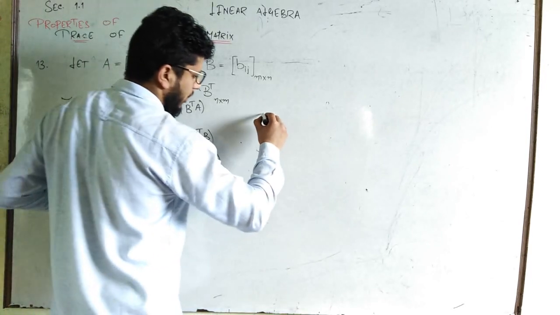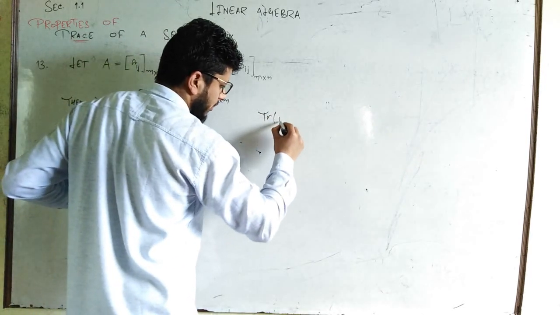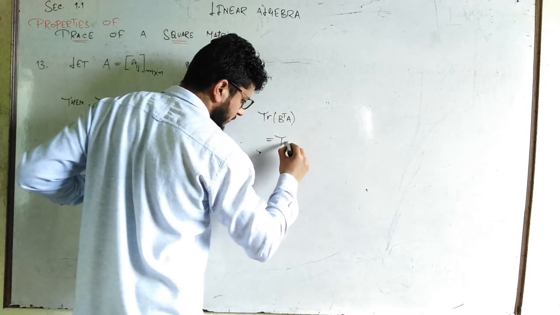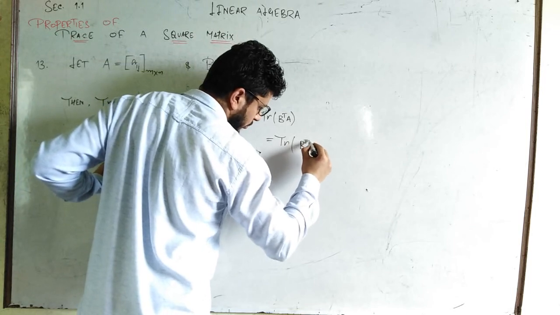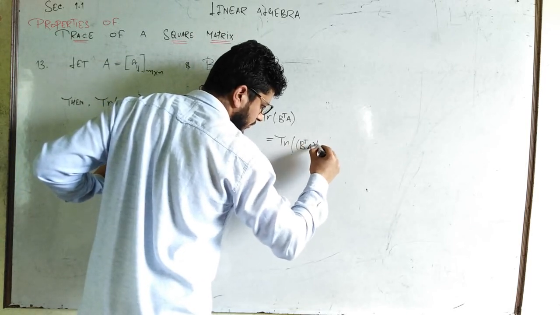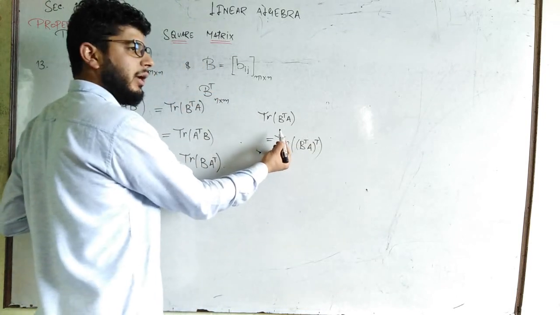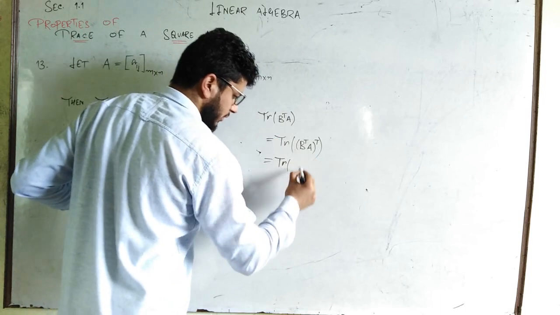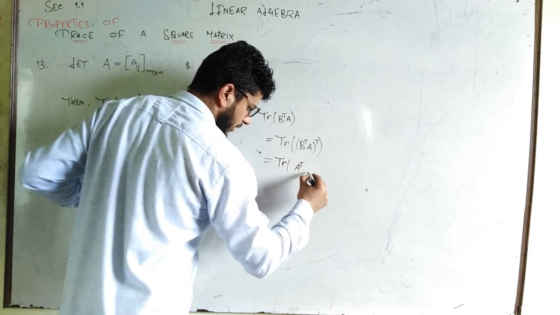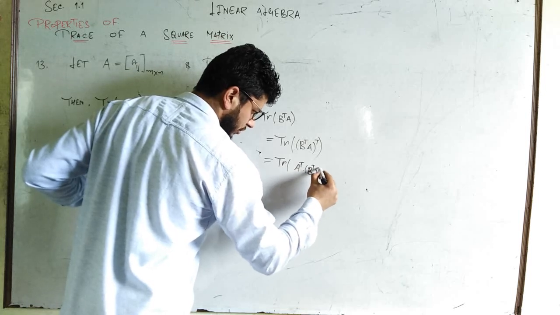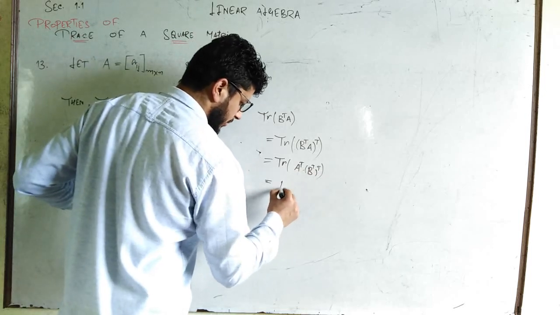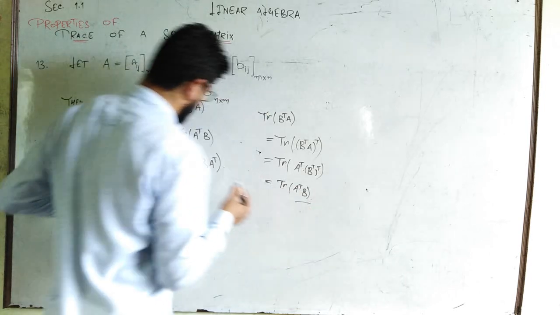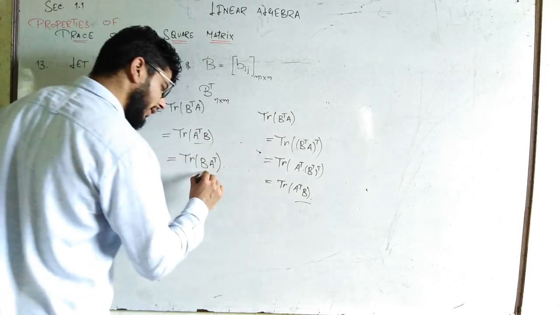And another property is, suppose you have trace of B transpose A. Okay. Now this is equal to trace of (B transpose A) whole transpose, isn't it? Trace of A is trace of A transpose. Now apply the property of transpose that it will reverse the order. So you will get A transpose and then B transpose whole transpose. Right. Now B transpose transpose by the property is again B. So you get A transpose B.